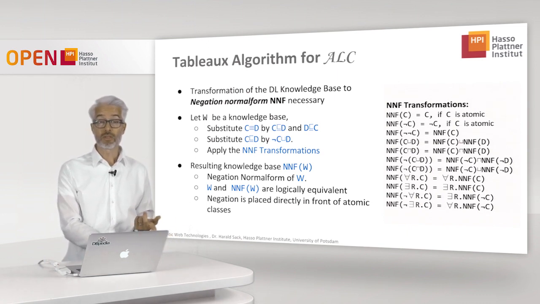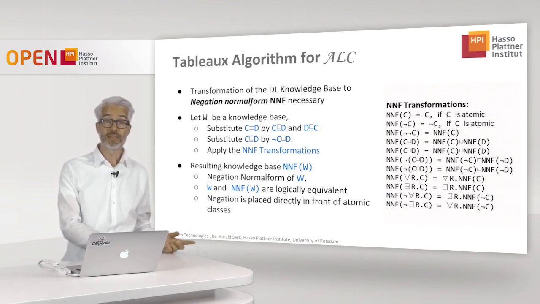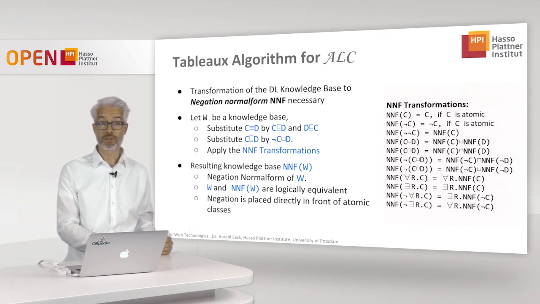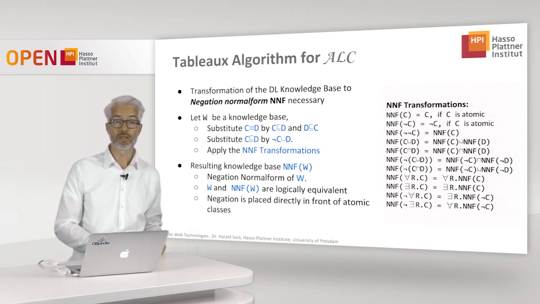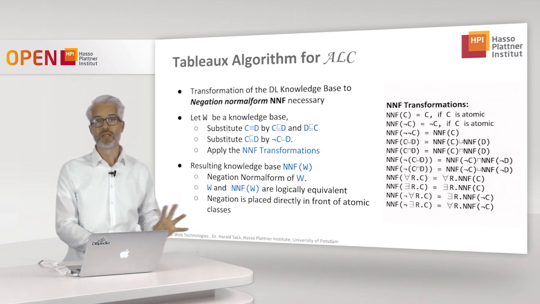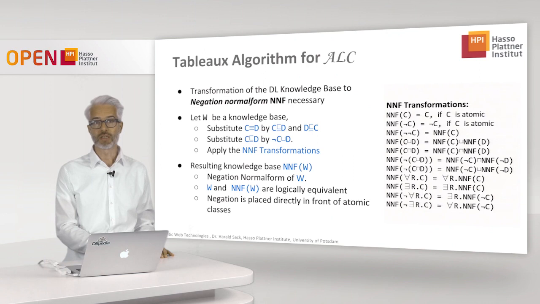The next is, of course, we have to substitute the subsumption itself. So if C is subsumed by D, this is logically equivalent with the expression not C or D. So this is the disjunction of the two classes not C and D. And you can prove that these two expressions are logically equivalent. We know this already if it comes to implication, for example, in propositional logic.